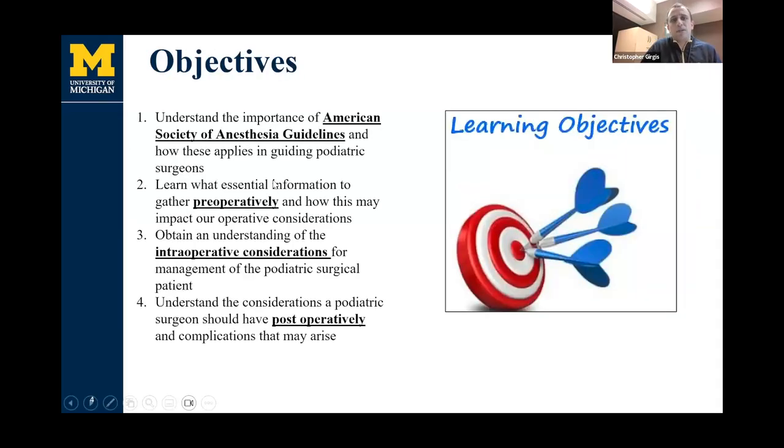Some objectives of this talk: I want to understand the importance of the American Society of Anesthesiologists guidelines and how these apply in guiding podiatric surgeons. I want you to understand what essential information to gather preoperatively and how this may impact your operative considerations, then understand the intraoperative considerations when we pursue a podiatry surgery, and then understand what we have to come into contact with and how to manage different complications postoperatively.